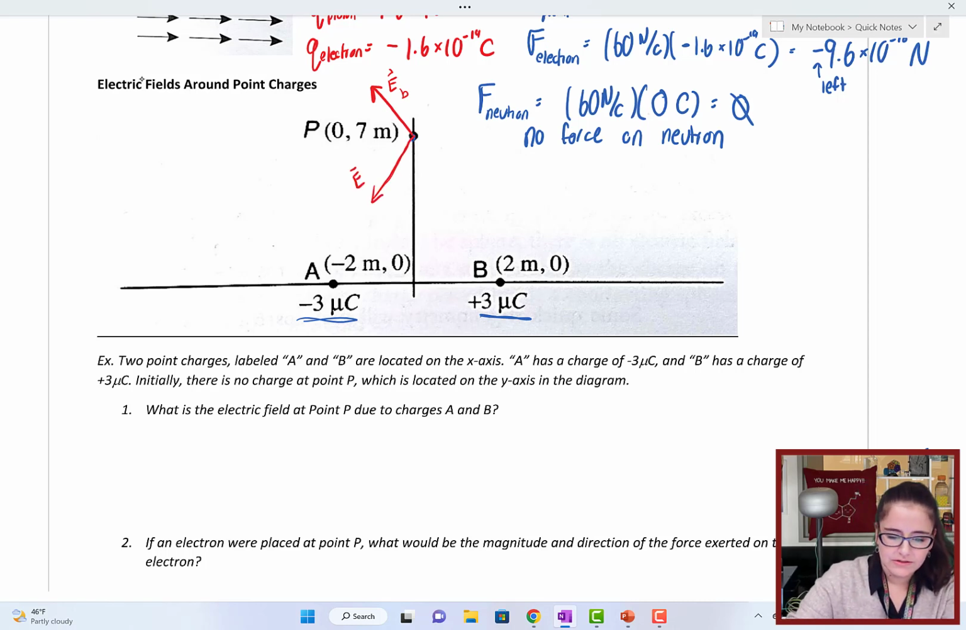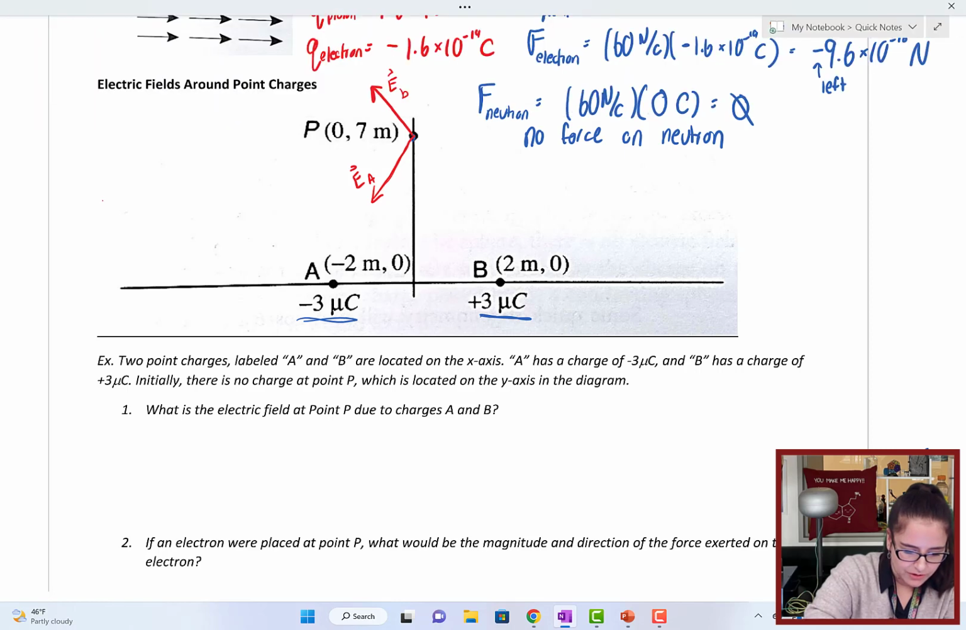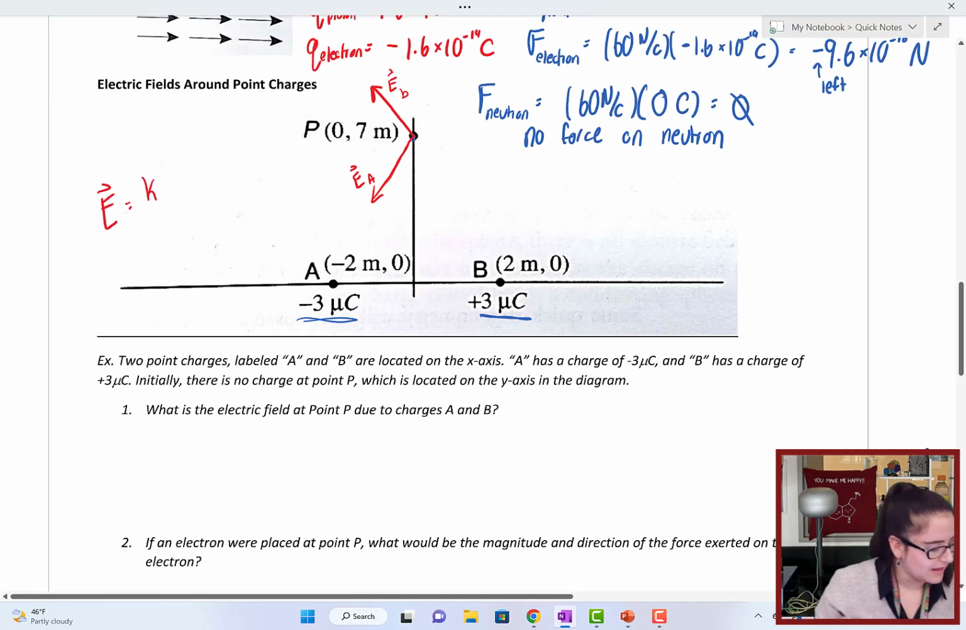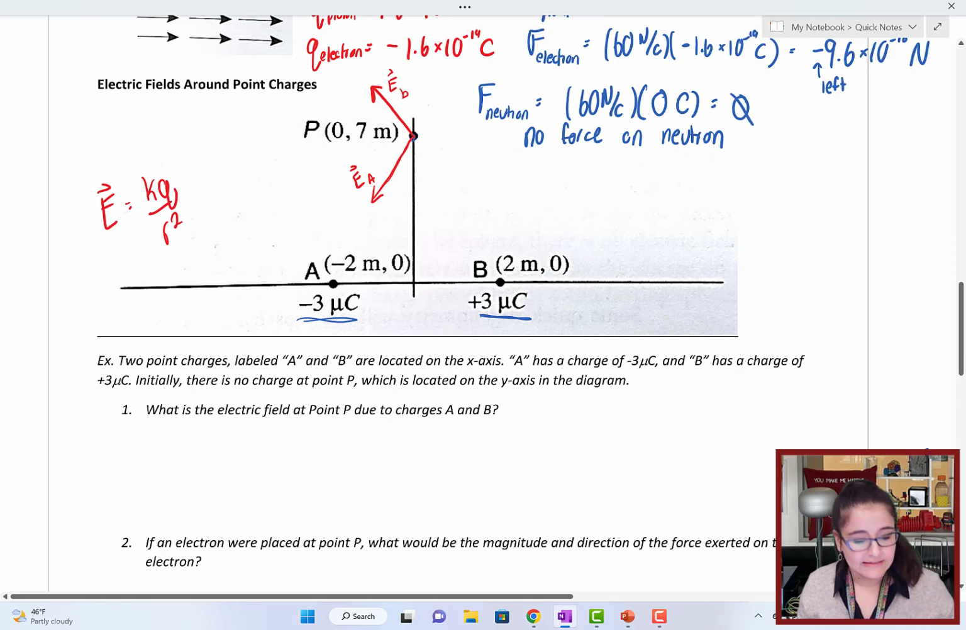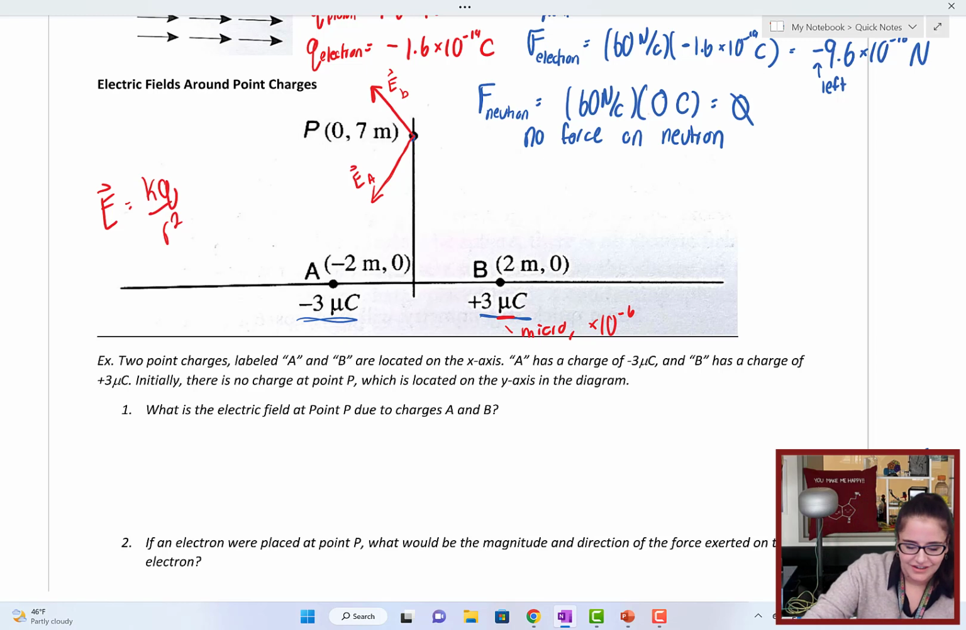And we will be solving for both of these using our equation that the electric field equals KQ over R squared, where again that R is the distance to the point charge and Q is the charge creating the fields. This prefix right here is micro, and it means times 10 to the negative 6. So let's go ahead and start solving out this problem.